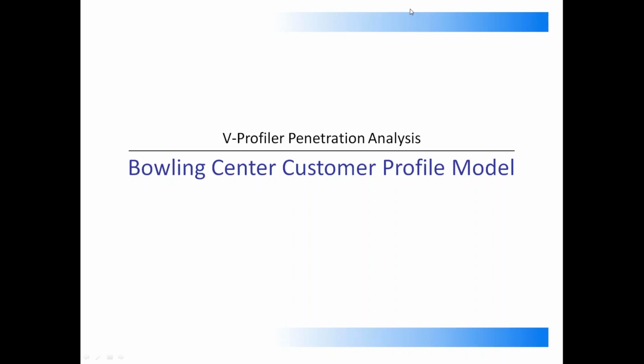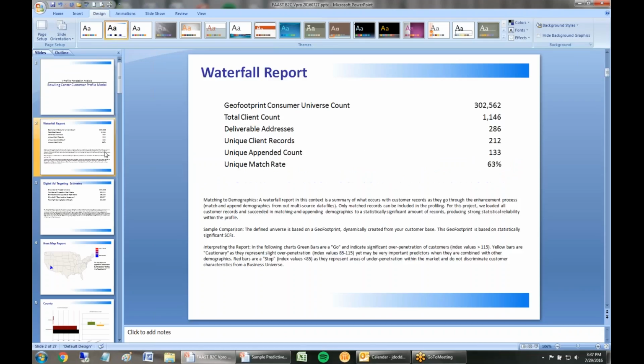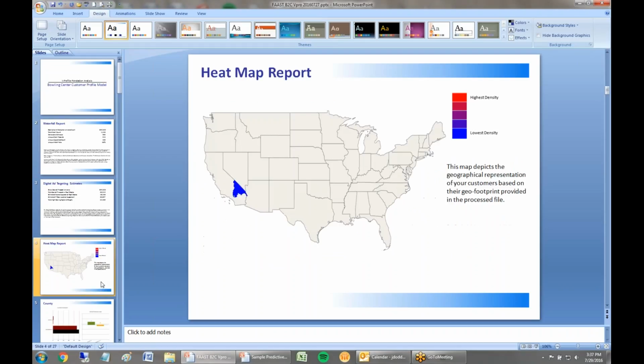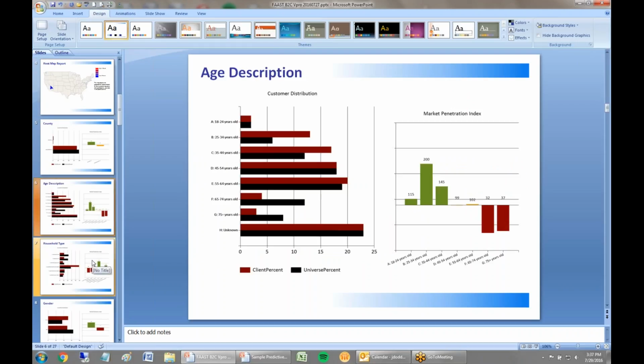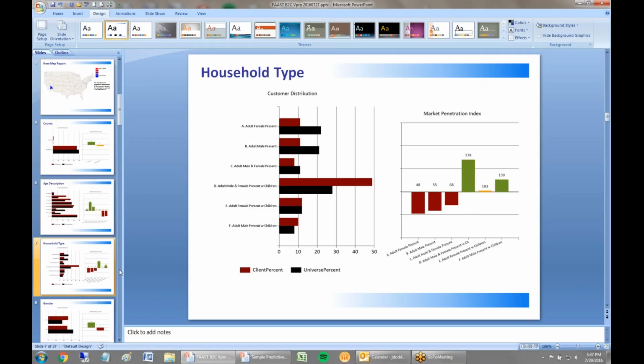This report that we're going to be showing here today really has 3 parts. One is a waterfall report, and I'll come back to that in a moment. 2 is a heat map. I'll come back to that in a moment. And 3 is a set of bar charts, and you're going to see this pattern repeated on each of these bar charts. There's a red and black horizontal bar chart and a traffic signal colored vertical bar chart, each quantifying a different dimension of the customer profile.